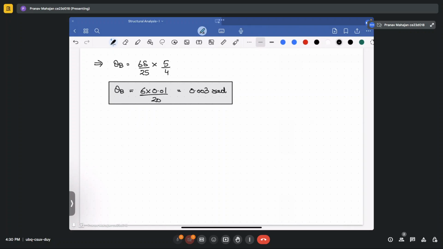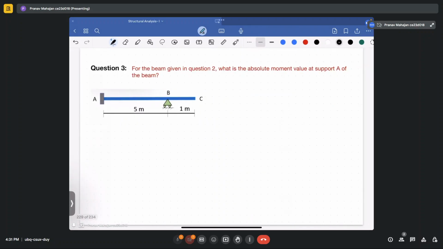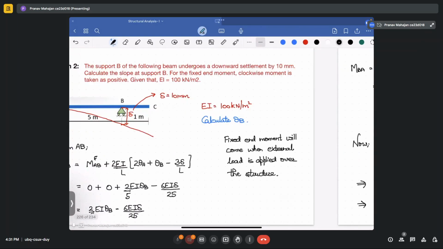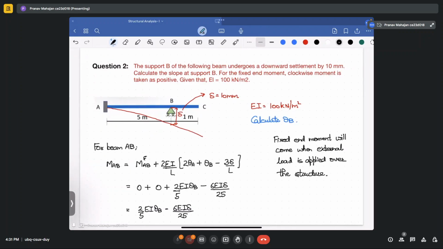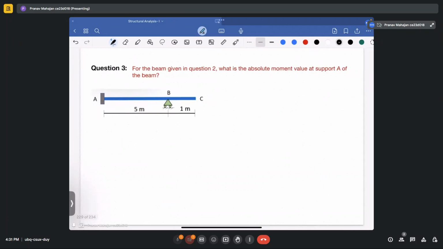Now, using this same concept, we will try to solve different problems in the coming questions. So now in the same question, if you are required to calculate the absolute moment at the support A, how will you calculate? Earlier you didn't have the value of theta B, now you have it. So we will write the MAB equation first. What is the value of MAB?